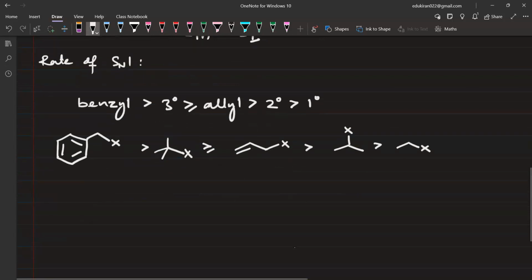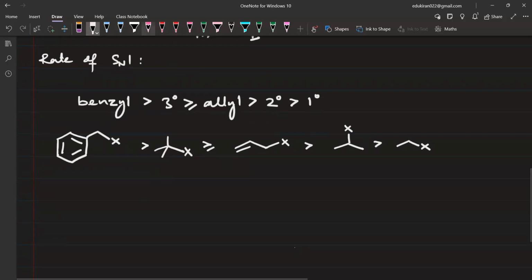ध्यान दीजिए. Now, as we have seen, अच्छा देखिए ध्यान दीजिएगा ना, this is alpha carbon. Please try to remember that this is the alpha carbon where you are having the halogen atoms and everything. Now, benzyl पे सबसे ज्यादा है, then 3-degree, then allyl, and then 2-degree. So more the number of benzene ring on alpha carbon, higher will be the reactivity. ठीक है? Higher will be the reactivity.